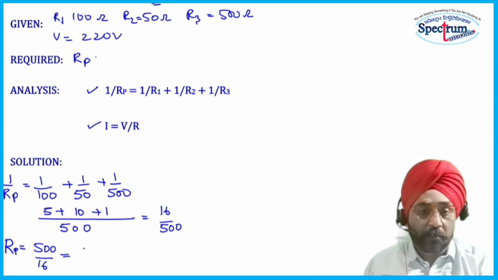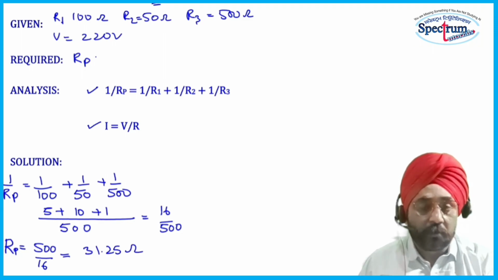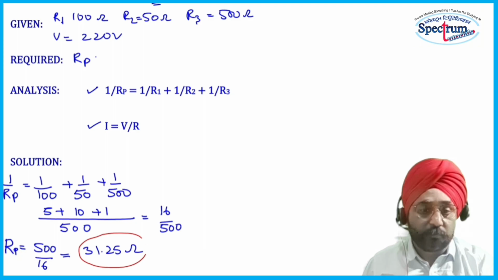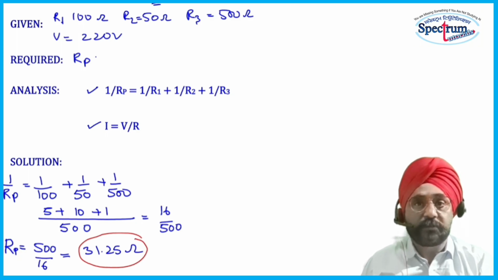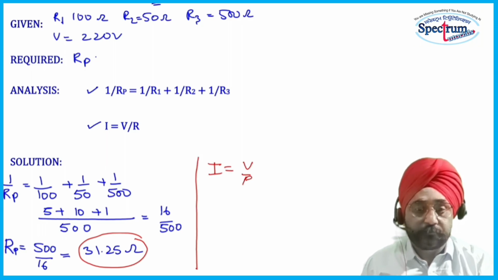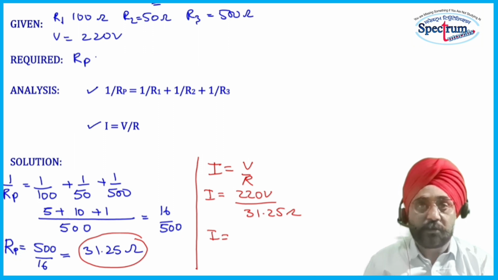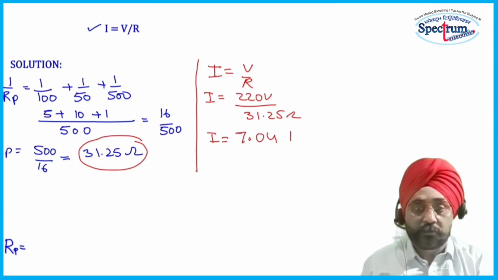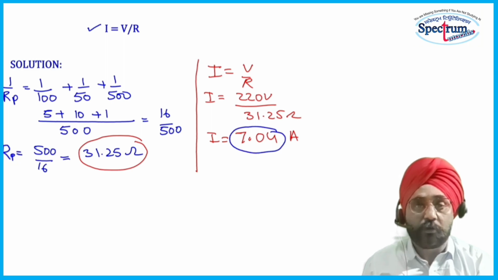31.25 ohm. The resistance of the press is 31.25 ohm. Now we need to find the current. We will use Ohm's law. Potential difference is 220 volt. Resistance is 31.25 ohm. When we calculate this, it comes out to be 7.04 amperes. Current comes out to be 7.04 ampere.